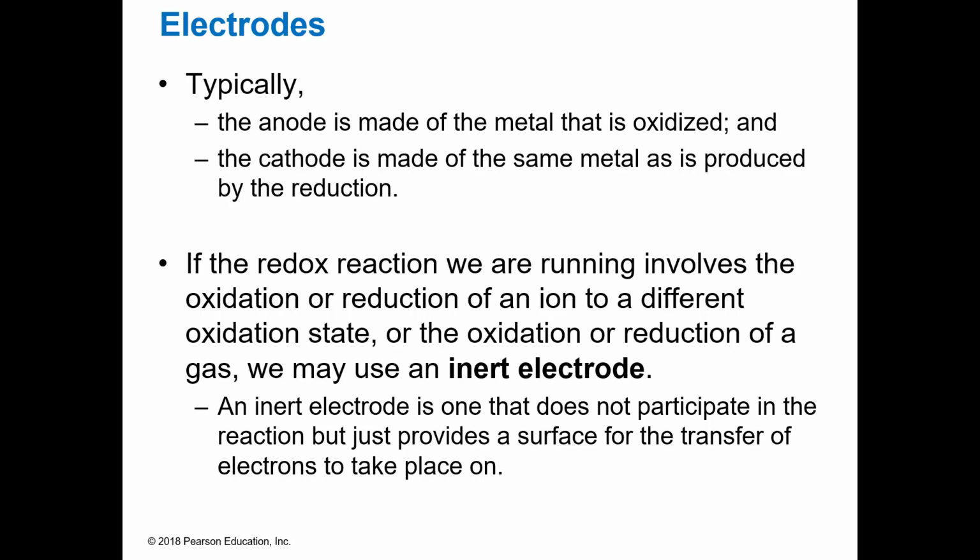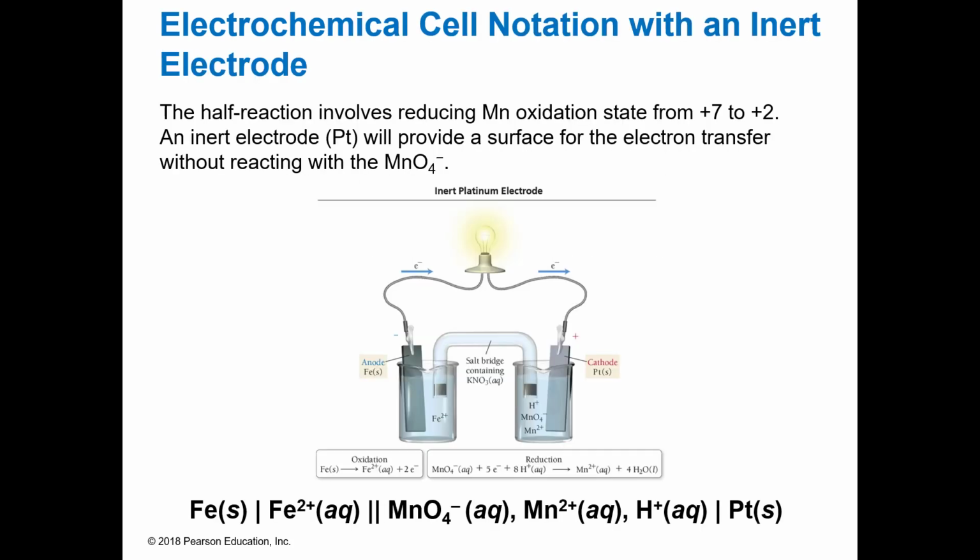So another type of electrode that we use is an inert electrode. This is one that can go maybe oxidation or reduction, but the inert electrode does not participate in the reaction, but just provides a surface for the transfer of electrons. All right? So it's not going to dissolve or gain. It's just to provide a place for electrons to transfer.